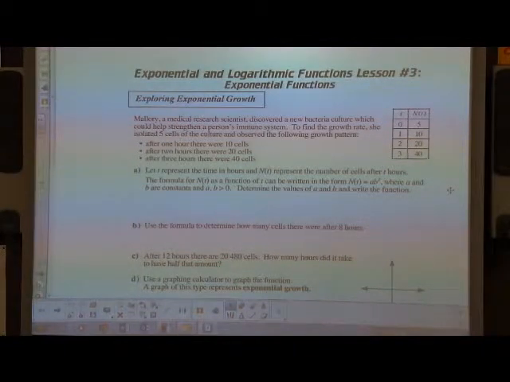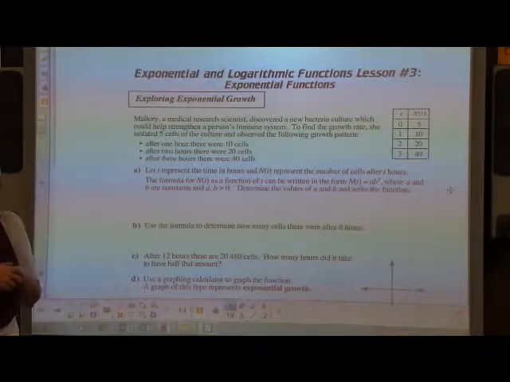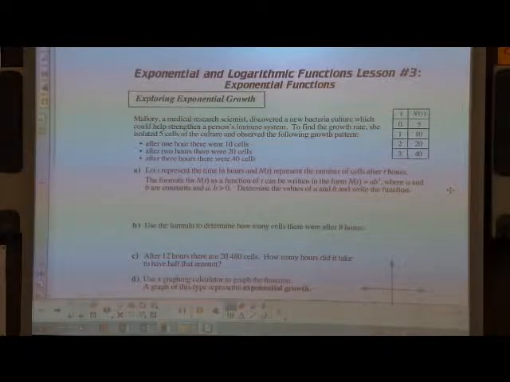Mallory's a research scientist discovering a bacterial culture that can strengthen the immune system. To find the growth rate, she isolates 5 cells and observes the following growth pattern. After 1 hour, there are 10. After 2 hours, there's 20. And after 3 hours, there's 40.